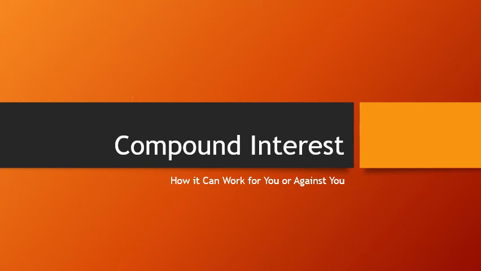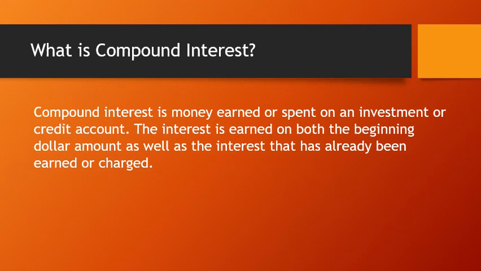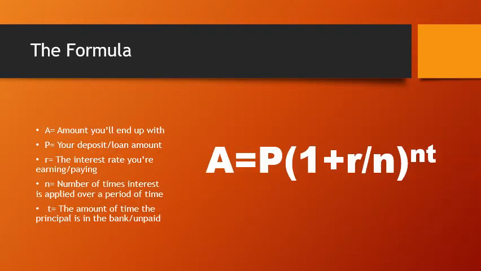Today's video is compound interest, how it can work for you or against you. Compound interest is money earned or spent on an investment or a credit account. An investment account is going to be something like a savings account, and a credit account would be something like a credit card or an auto loan. Interest is earned on both the beginning dollar amount, which is also called the principal, as well as the interest that has already been earned or charged.